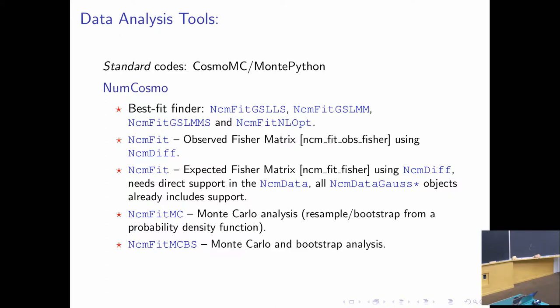We have a generic framework for the Fisher matrix, both the observed Fisher matrix and the expected Fisher matrix, that are built on top of the generic numerical differentiation object. We have the usual Monte Carlo, not MCMC, but MC. And this is something that we tried a long time ago, but we never finished. It's like trying to do a Monte Carlo, but instead of sampling from your likelihood, you just bootstrap from it.